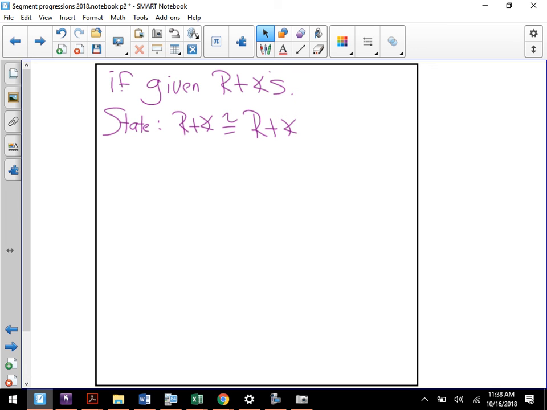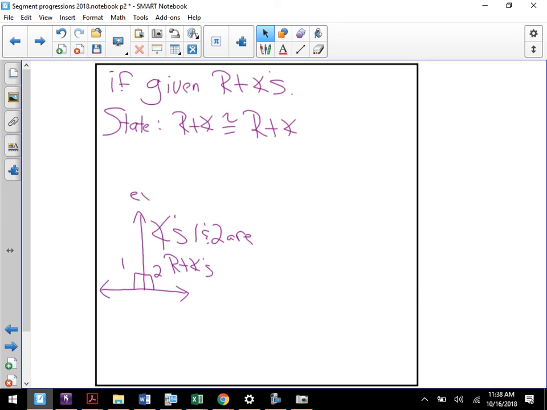For example, I'm just using numbers so we don't have to use so many letters right now. Angles 1 and 2 are right angles. That's something you might be getting. You might be shown right off the bat that you've got two right angles. Well, you know if you got right angles, then say something about it.